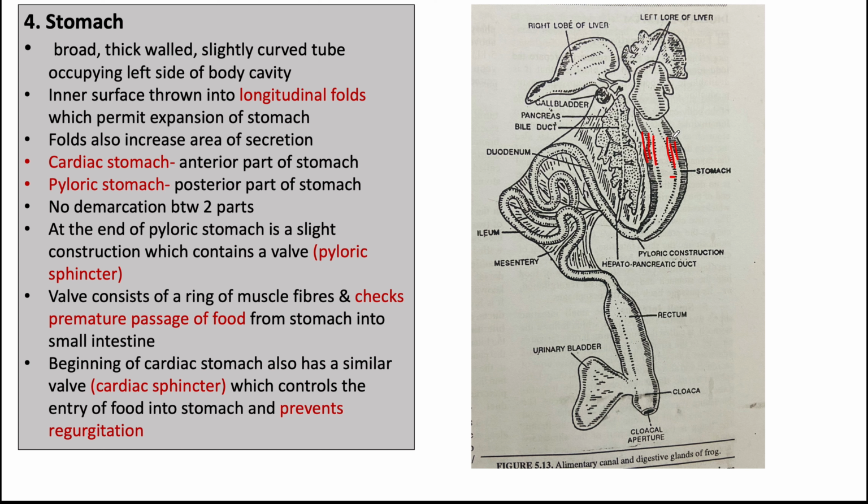Now the stomach is divided into two parts, the anterior part and the posterior part. Here we can see, this will be the anterior part and this will be the posterior part. The anterior part of the stomach is known as the cardiac part, and the posterior portion is known as the pyloric part. But as such there is no demarcation between these two parts, cardiac and pyloric. Just the anterior part is known as the cardiac while the posterior part is known as the pyloric part.